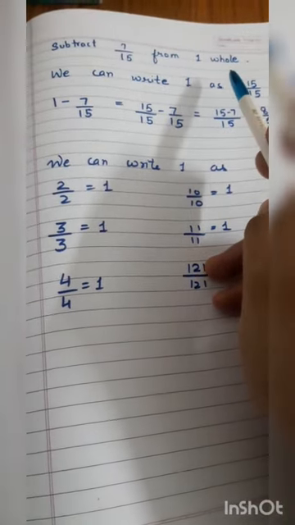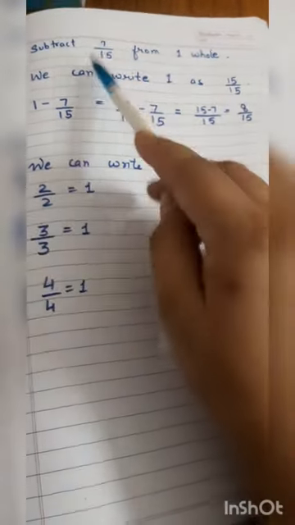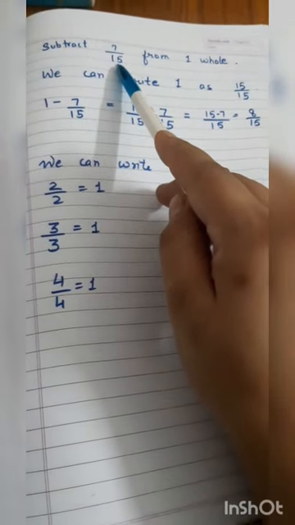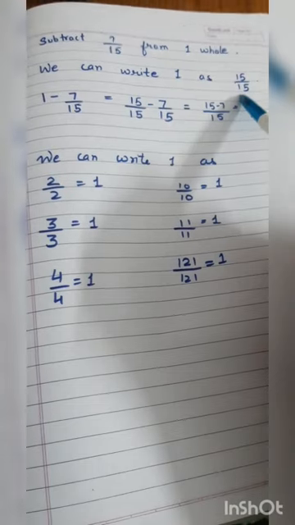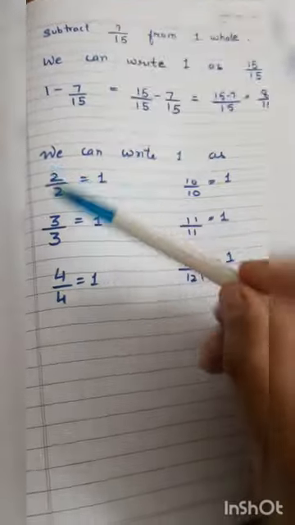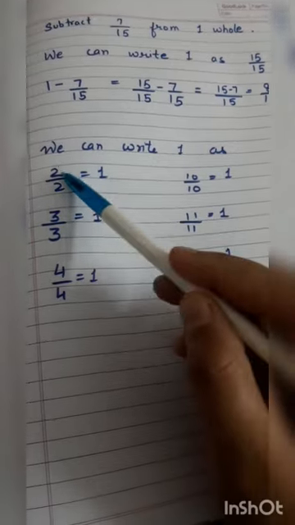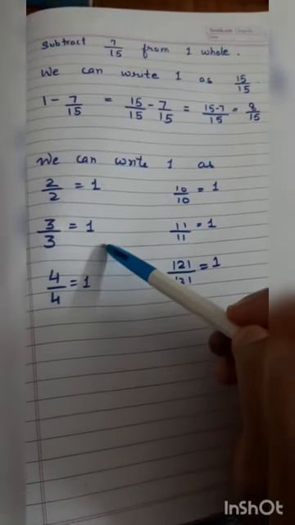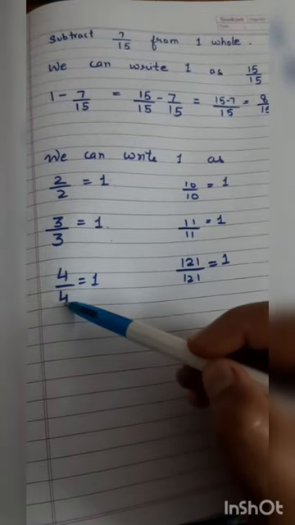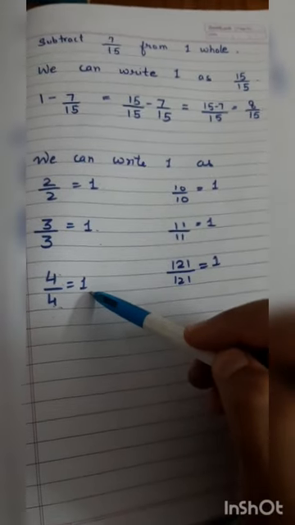Now we are going to subtract 7 by 15 from 1 whole. We can write 1 as 15 upon 15 here, because the denominator is 15. When we divide 15 by 15, we get 1. Like 2 upon 2 is also 1, because 2 divided by 2 is 1. 2 ones are 2. And 3 divided by 3 is also 1. 3 ones are 3. And 4 divided by 4 is also 1, because 4 ones are 4.